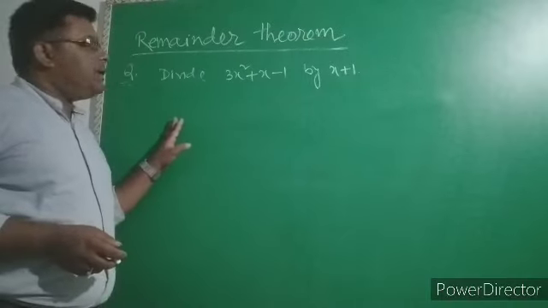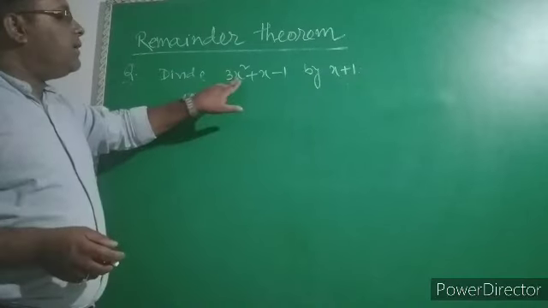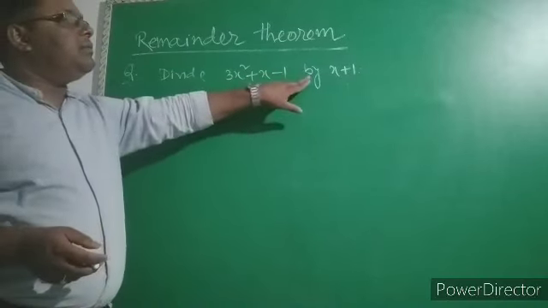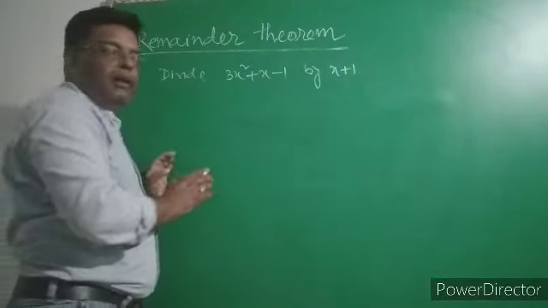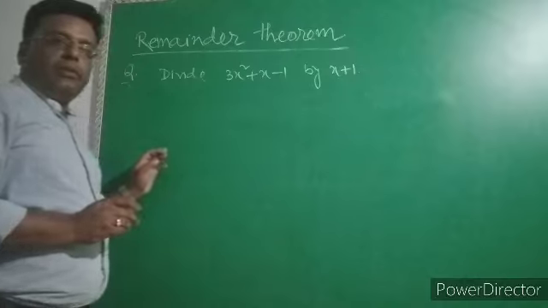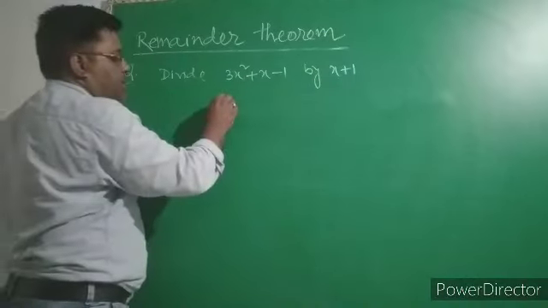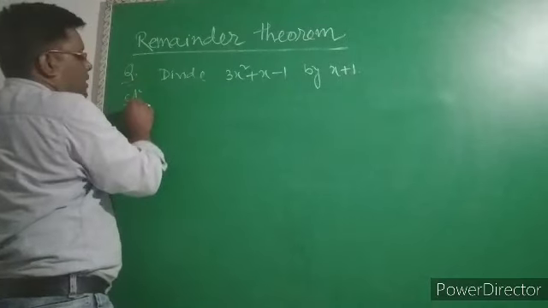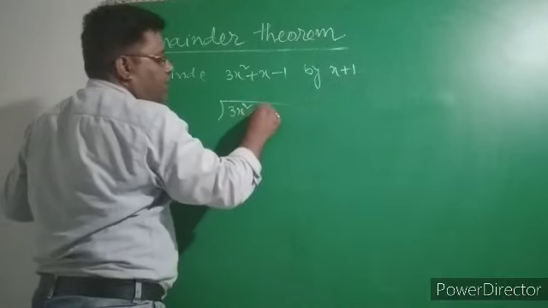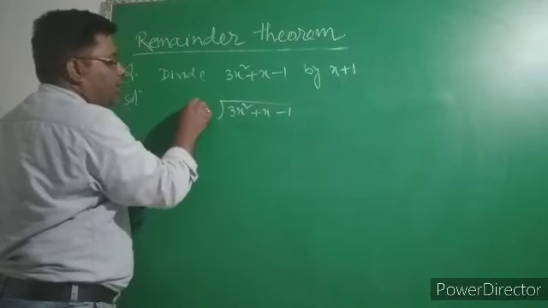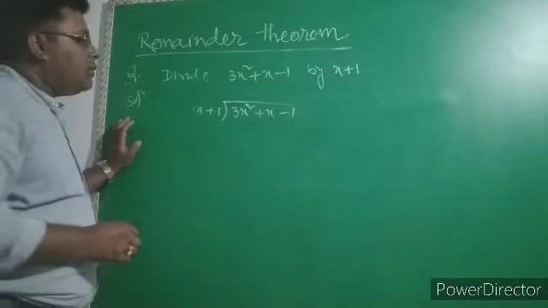So here we take a problem: divide 3x square plus x minus 1 by x plus 1. Here we divide a quadratic polynomial by a linear polynomial. So how do we divide? By the long division process. So its solution is like this. First we write 3x square plus x minus 1 by x plus 1.